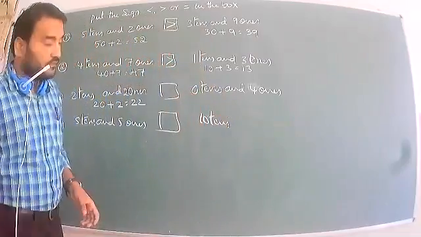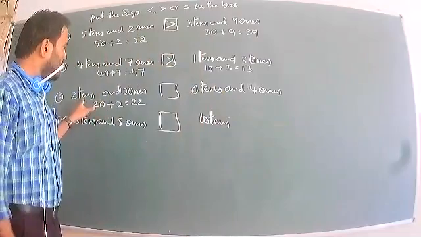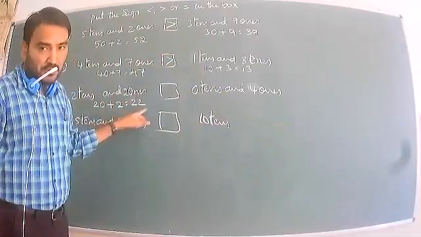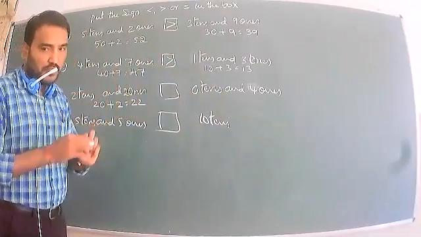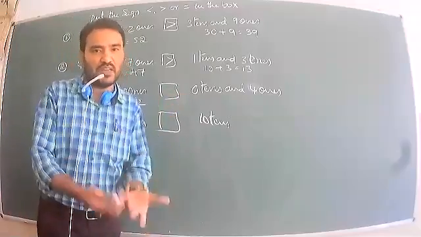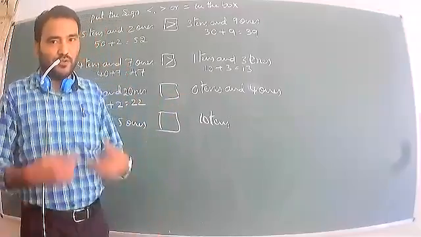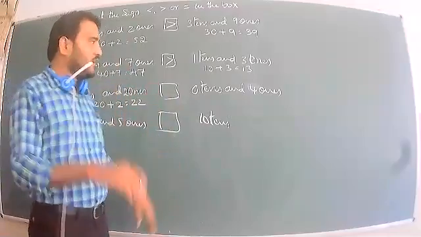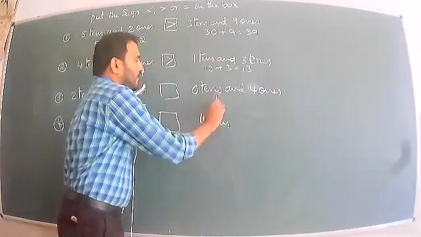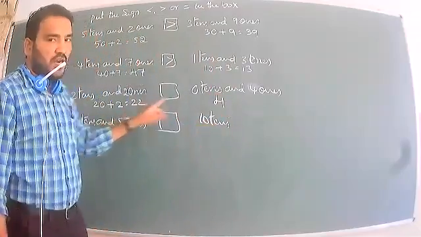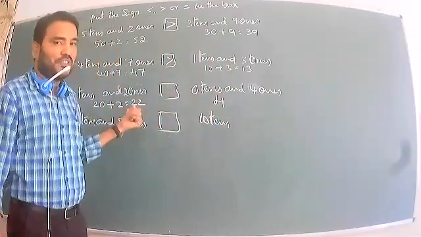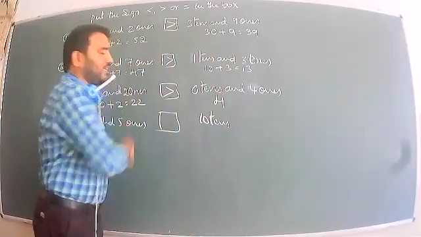Now I have changed the number. 2 tens means 20 plus 2 ones means 2. Adding 20 plus 2, we get 22. Next, 0 tens means what? 0 tens means the value is 0. Don't worry, 0 tens means 0. Now what about 4? 0 plus 4, the answer is 4. Which one is greater, 22 or 4? 22 is greater.